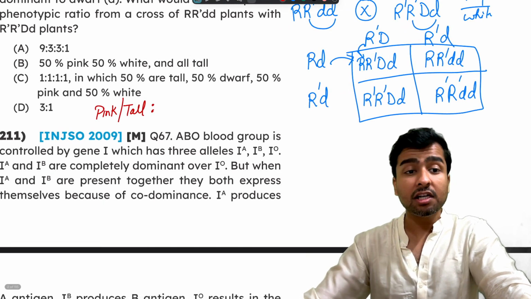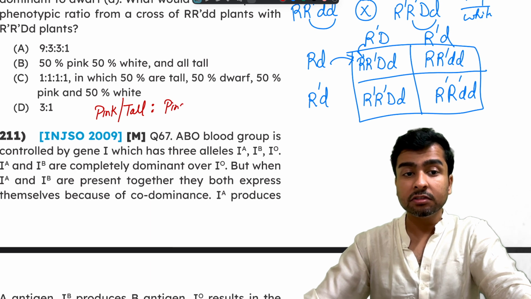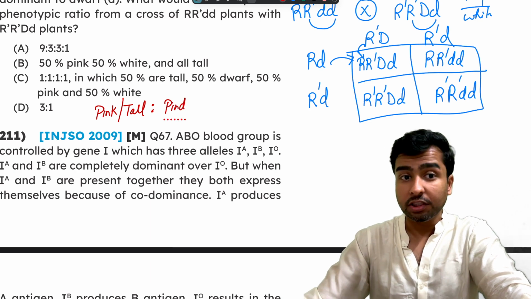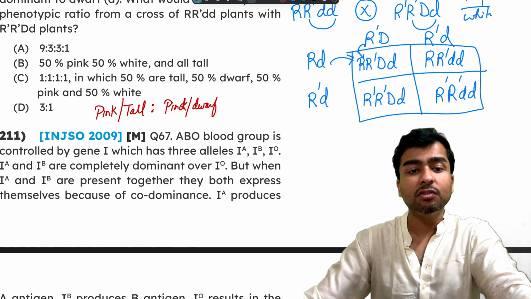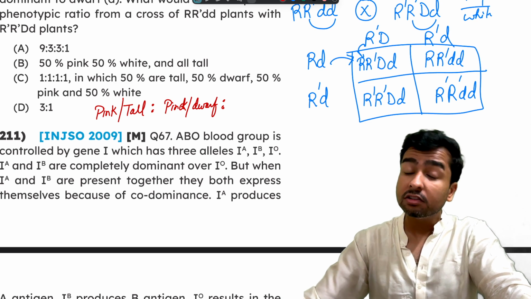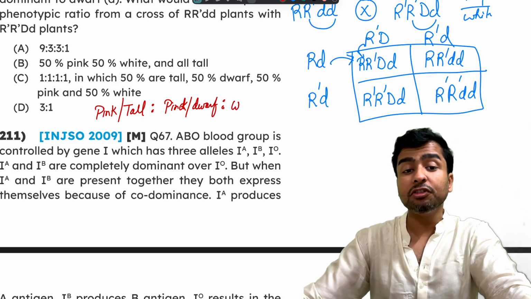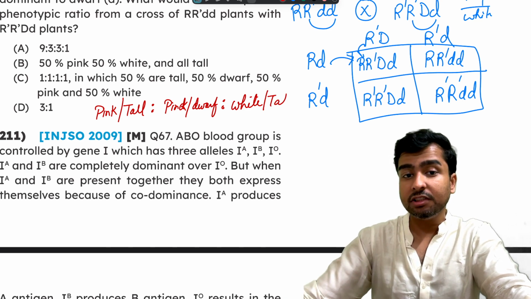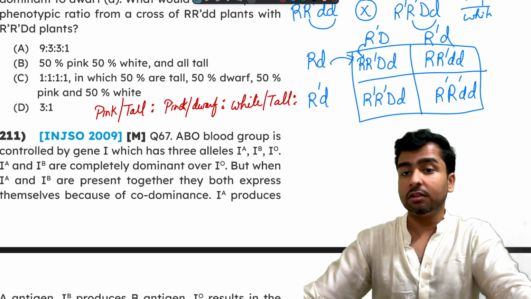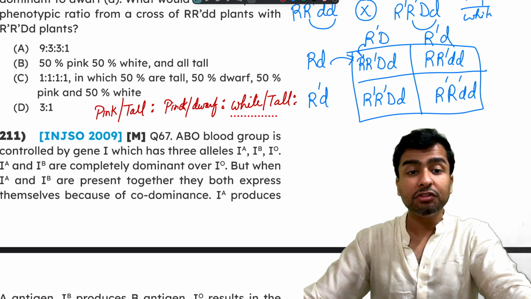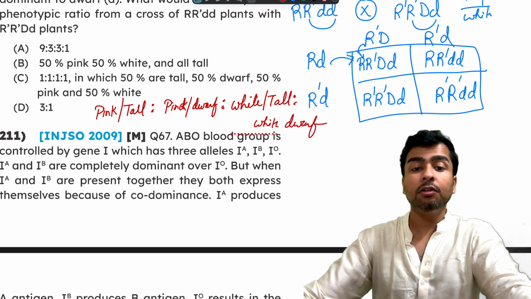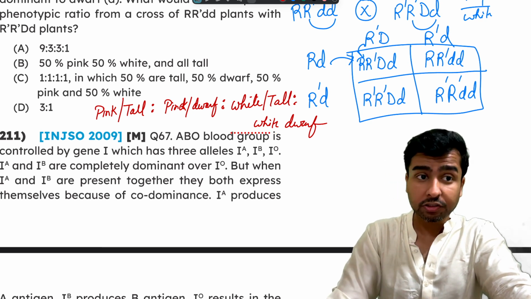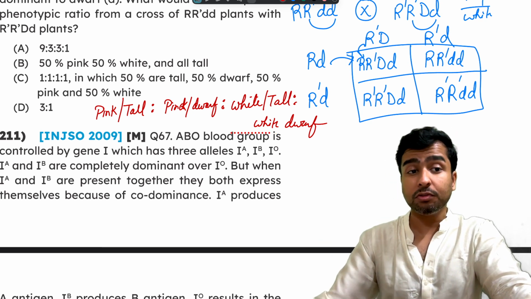Second one, once again R R dash, so once again pink, and small d. If we have small d, that means this one is dwarf. Very good. Third one, R dash R dash, that means this one is white, and big D, that means it is tall. Last one is R dash R dash, so white and dwarf. So these are the four genotypes, and all are in the ratio 1:1:1:1.